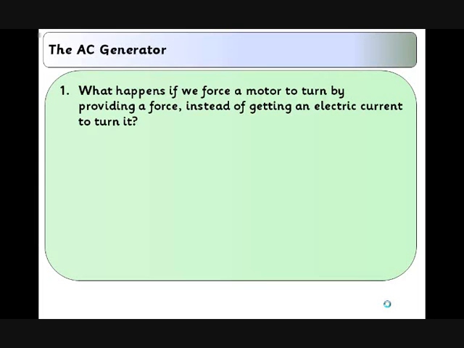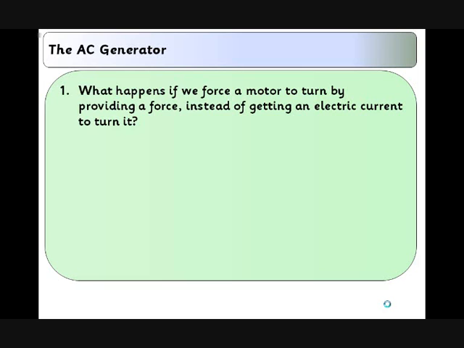The idea of this little session is to apply what we talked about in the last two sessions in terms of electromagnetic induction into the whole idea of an AC, an alternating current generator. The main idea is what happens if we force a motor to turn by providing a force instead of getting an electric current to turn it.